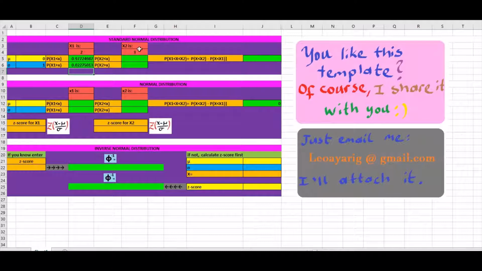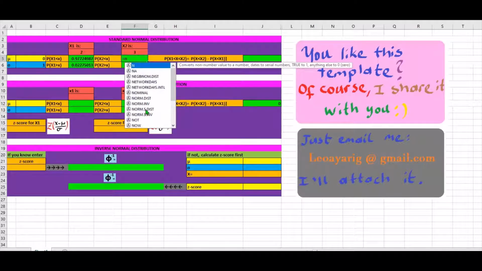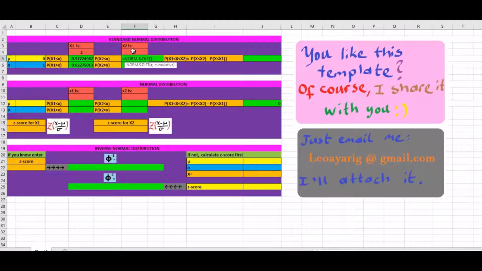So what is the probability that x is less than 3? We're going to write another function here. Equal sign, similarly, norm.s.dist, double click, the first parameter is the x value we're computing, comma, true, which is cumulatively adding, close parenthesis, enter. So that is 99.86%. And we're going to write here the complement, which is equal sign 1 minus this cell, enter. And the region between 2 and 3 will be equal sign this probability minus that probability, enter. So that is going to come out automatically here.